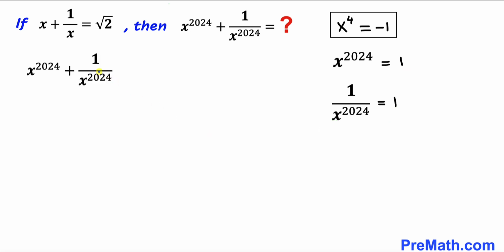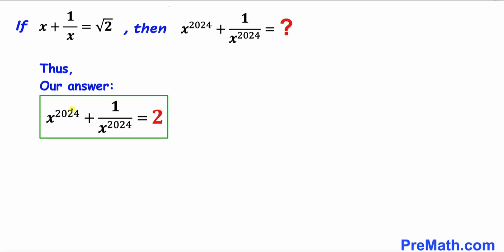And here's our final step. Let's go ahead and calculate the value of this expression, x power 2024 plus 1 divided by x power 2024. And here on the right hand side we already figured out x power 2024 is 1, and likewise 1 divided by x power 2024 is 1 as well. Let's go ahead and fill in the blanks over here. So this is going to give us 1 plus 1, which is going to be equal to 2. So thus the value of this expression turns out to be positive 2.